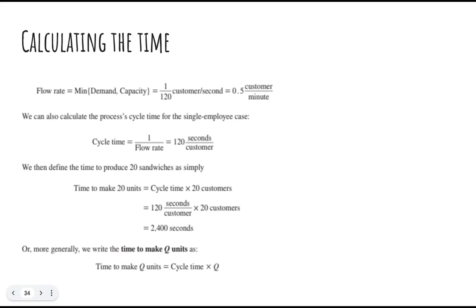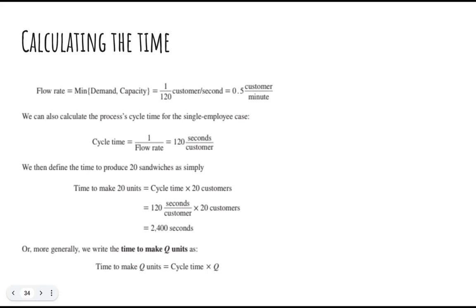So looking at this example here, what if we need to produce 20 sandwiches? How long would that take? For the single employee, this is going to take 120 seconds per customer. So then you multiply this by 20. So we can see that this is going to be 2,400 seconds, which converts to roughly about 40 minutes.